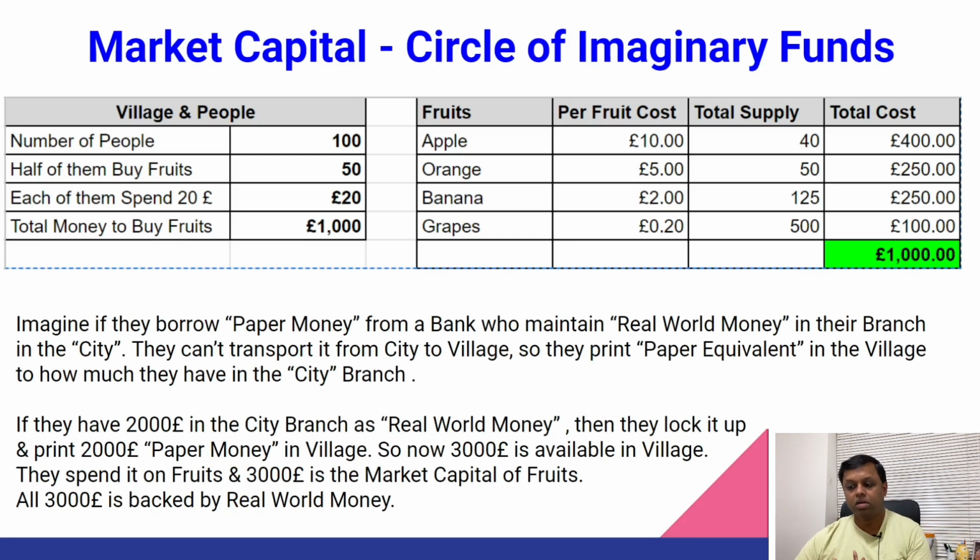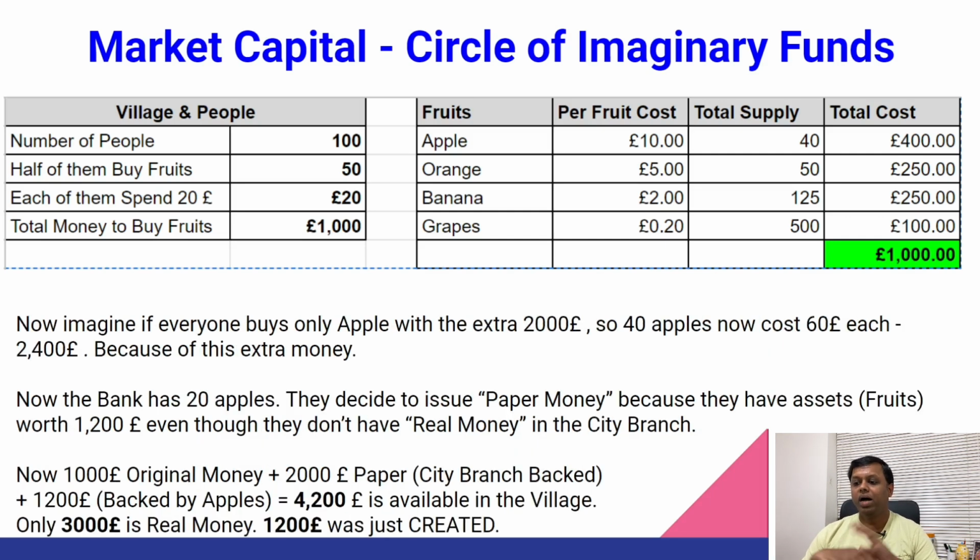Now they have 3,000 rupees or 3,000 pounds to spend on fruits, and let's say they spend everything on the fruits. Now all of this 3,000 pounds is backed by real world money. £1,000 belongs to the villagers and £2,000 is in the city branch as real world money. Now imagine that everyone buys only apples with that £2,000, just as a theoretical example. Now the apples cost nearly about £60 each, which means the apple value is £2,400 because of this extra money, because there are 40 apples. Earlier the total apple value was 400. Now the total apple value is 2,400.